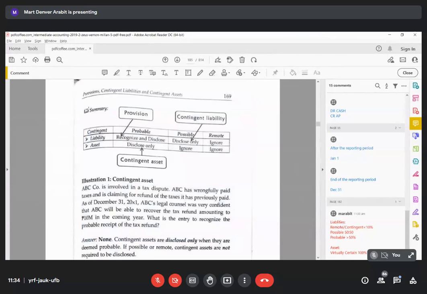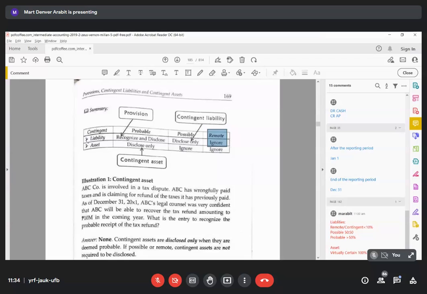So ito yung summary niya. So if it is a contingent liability and it is probable, then you need to recognize and disclose it. So if it is possible or what we call 50-50, so only disclosure is required for contingent liabilities. However, if it is remote, it is ignored. So hindi mo na siya kailangang disclose and recognize at the same time.